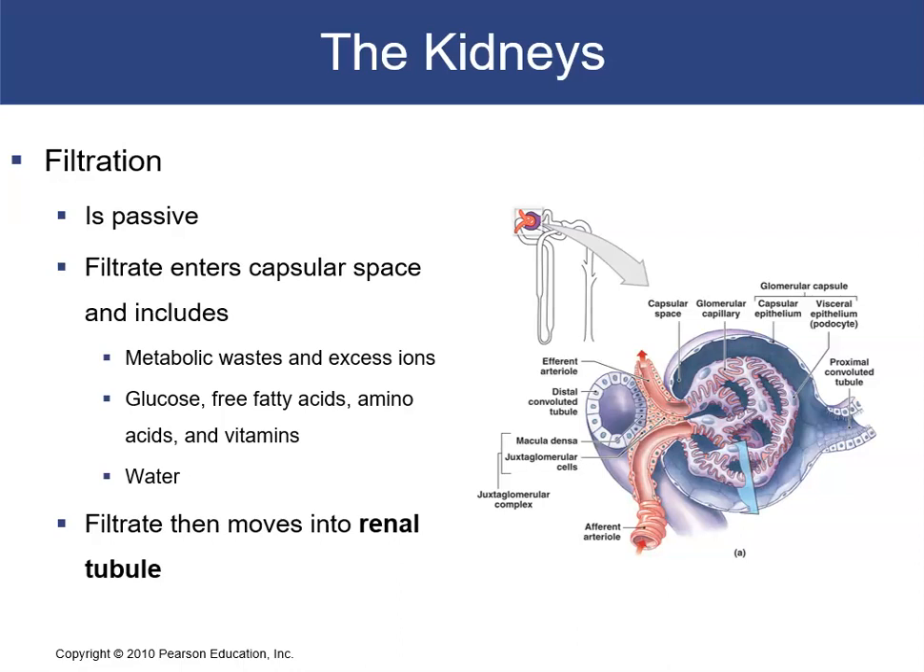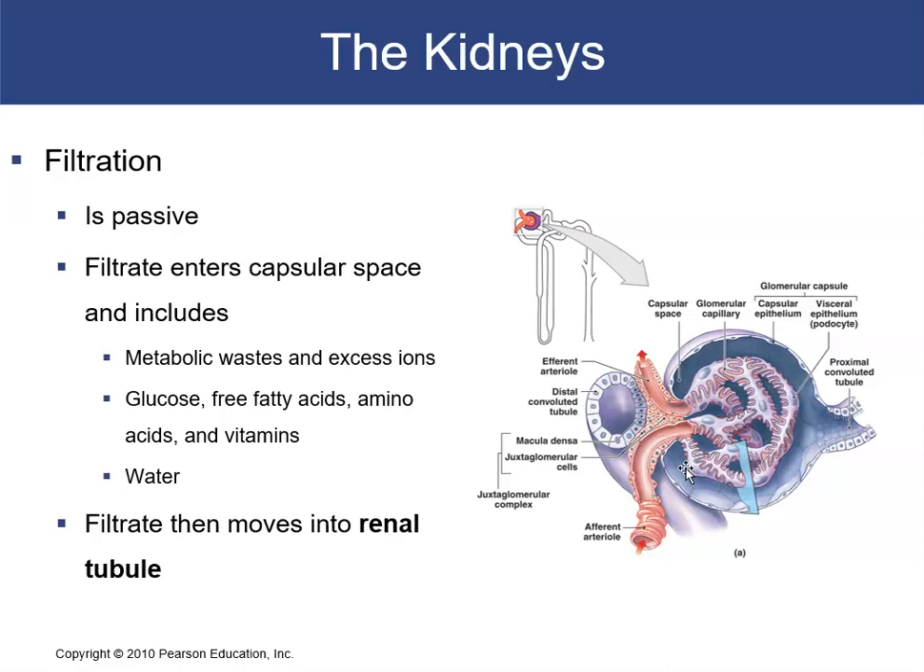Filtration, as I said before, represents the very first step in urine formation. It is a passive process because it relies strictly on blood pressure. So what happens now, the filtrate will enter into this capsular space. What makes up this filtrate? This filtrate includes many metabolic waste products and excess ions. You will find glucose, free fatty acids, amino acids, and vitamins, and water, lots and lots of water.